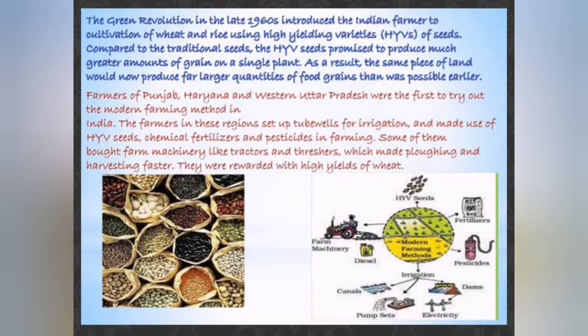In the initial stages, the growth was registered only in wheat. That's why the Green Revolution is sometimes called the Wheat Revolution, because of high growth in wheat production. Later, the increase in production was attained in rice production also. So the Green Revolution was one of the most important modern farming methods applied by the government of India for agricultural production and to attain self-sufficiency in agricultural production.